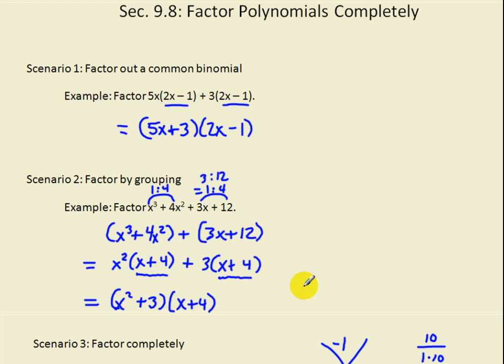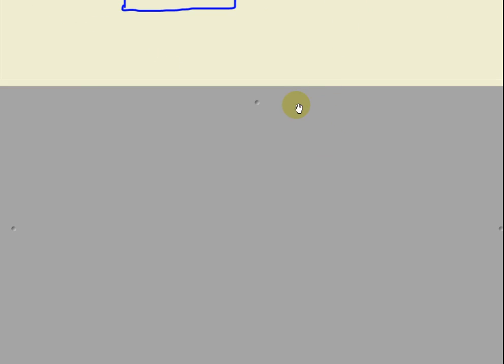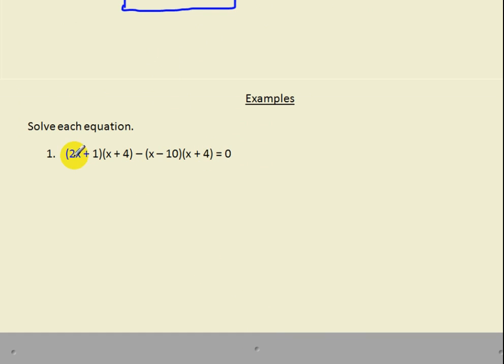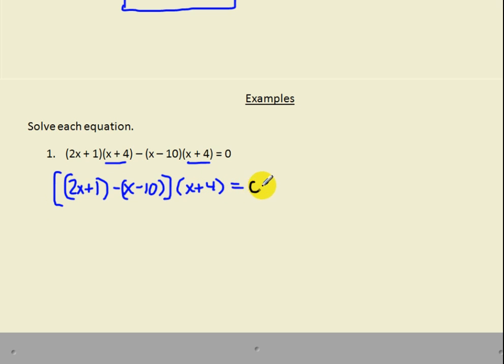Oops, sorry, I skipped something here. Skip problem 1. So example 1, solve the equation here. So again, notice that we have x plus 4 shows up twice. So I'm going to take this expression, 2x plus 1, and then minus x minus 10 in parentheses. Put this all together, so I'm going to enclose it in brackets, times that common binomial, x plus 4. This is equal to 0.